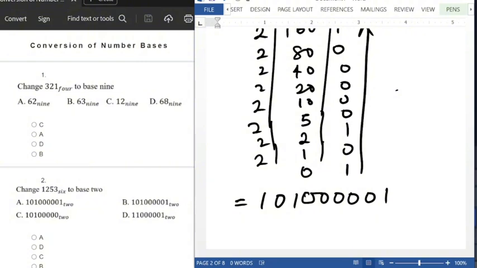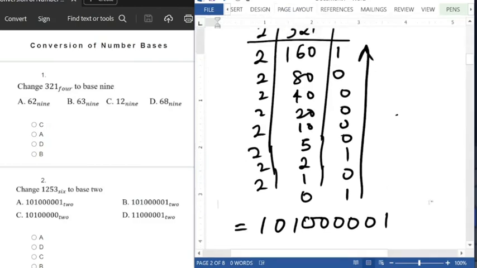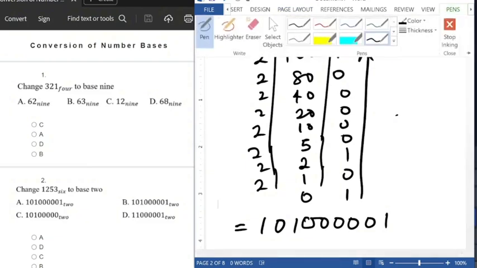Let's check very well. Option C. So that is option A, right? That's option A.